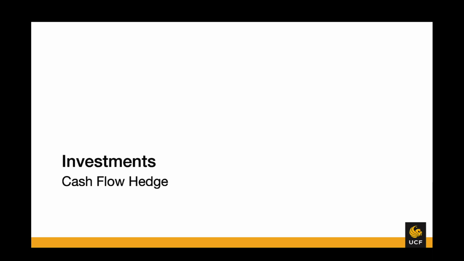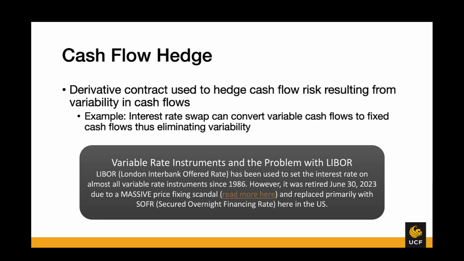In this video, we are going to discuss derivative transactions that are designated as cash flow hedges. A cash flow hedge is a derivative contract that is used to hedge cash flow risk resulting from variability in cash flows. So, for example, an interest rate swap can be used to convert variable cash flows to fixed cash flows and thus eliminating the variability.